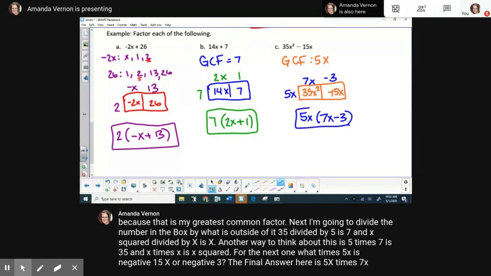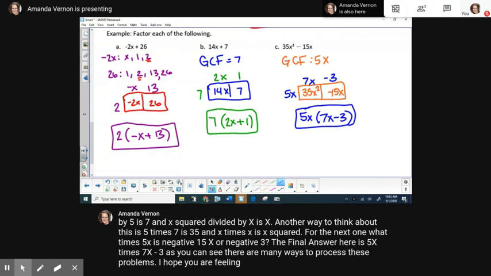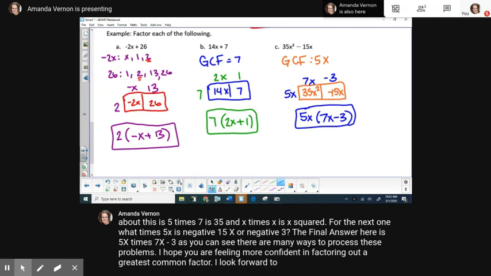As you can see, there are many ways to process these problems. I hope you are feeling more confident in factoring out a greatest common factor, and I look forward to talking with you about future lessons.